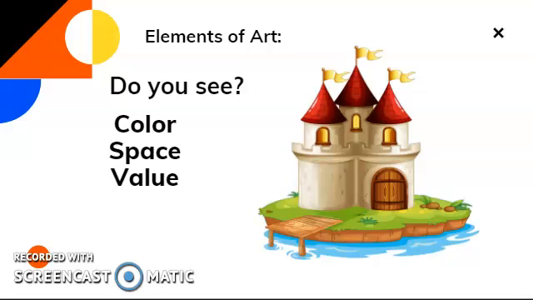Value. The artist also used different values in the castle to show form. Do you see the dark tan and the light tan? Do you see the dark blue and light blue in the water? Those are different values. Form. Values help to create form, or the illusion of form. Form is another example of the elements of art. Notice how the castle appears to be three-dimensional.